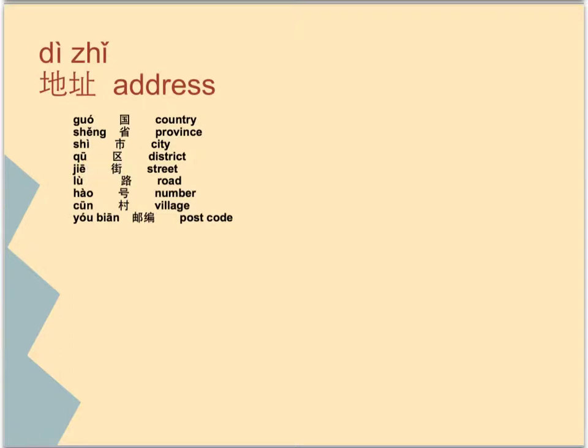区, district. 街, street. 路, road. 号, number. 村, village. 邮编, postcode.